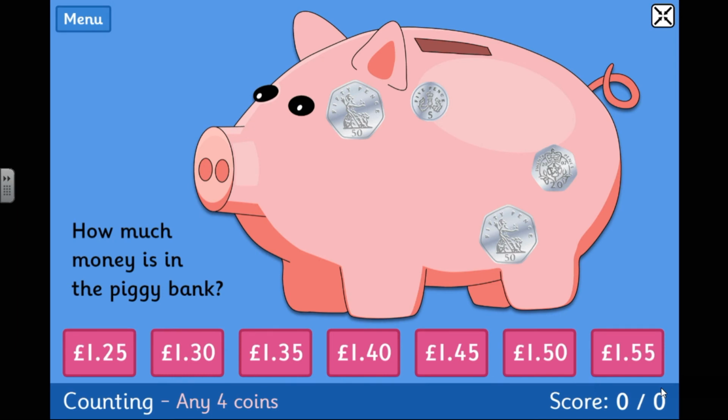In this piggy bank, we have 2 50p coins, a 20p and a 5p coin. So I'm going to start by adding the 50p coins, which will give me a pound. So 50 add 50 gives you 100, and there's 100 pence in a pound, so that's the same as a pound because we don't say 100 pence. Then I would add my 20 and my 5 together to get 25p. And then you're doing a pound, add 25, which gives you £1.25.